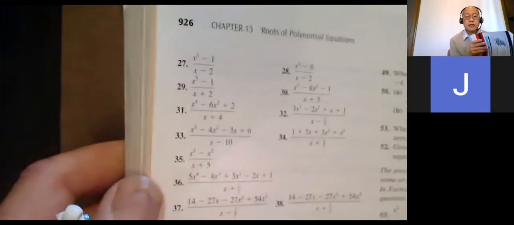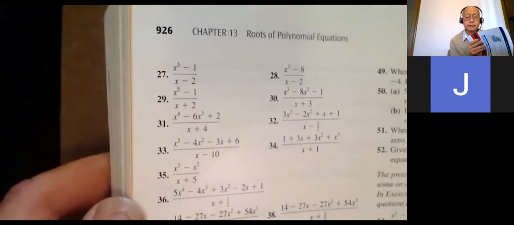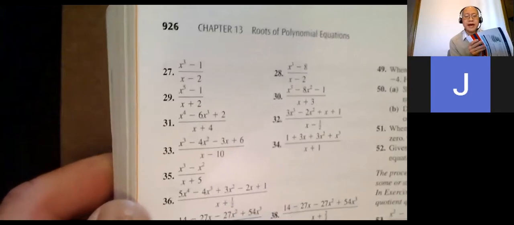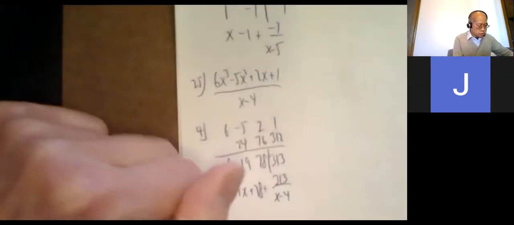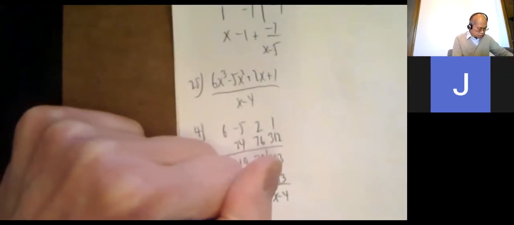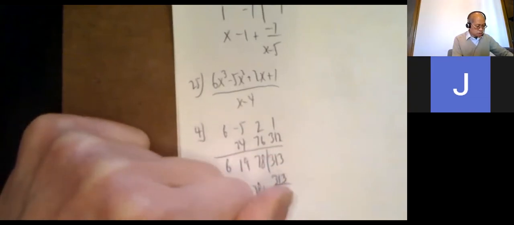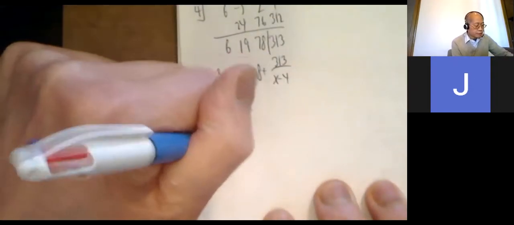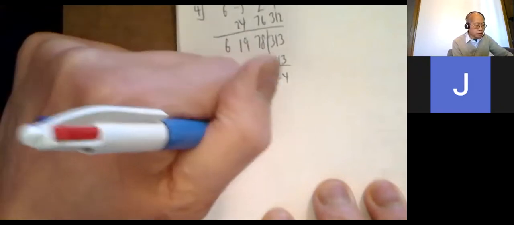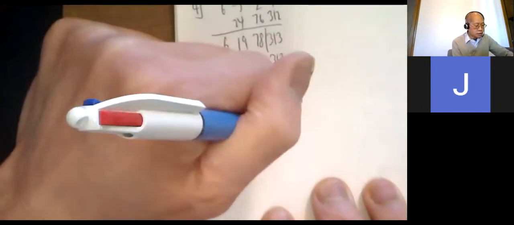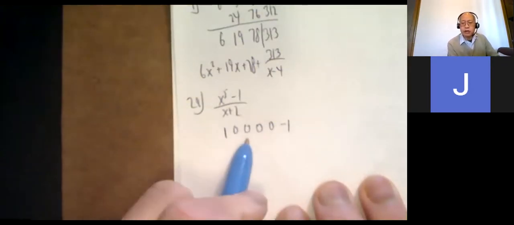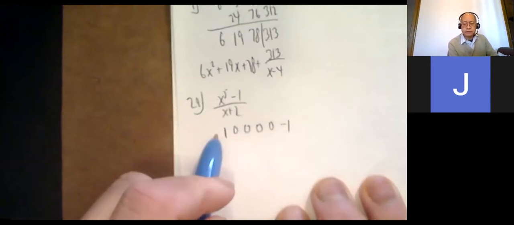Now, stuff like 27 and 29. I'll do 29. X to the 5th minus 1 divided by x plus 2. So I know I got to have x to the 5th, x to the 4th, 0, x cubed, 0, x squared, 0, x, 0, and finally -1. So this is -1, no x's, no x squared, no x cubed, no x to the 4th, x to the 5th.